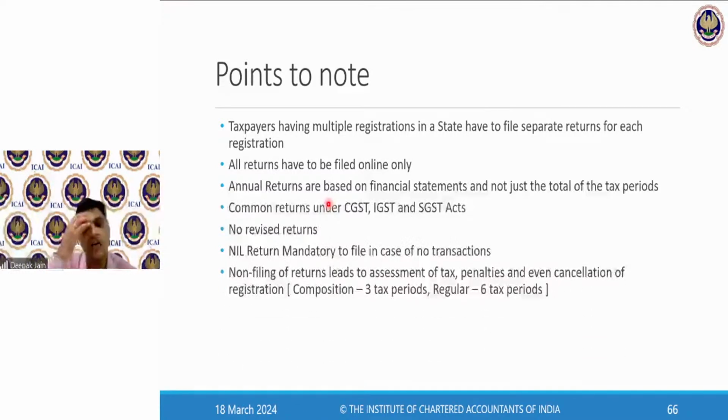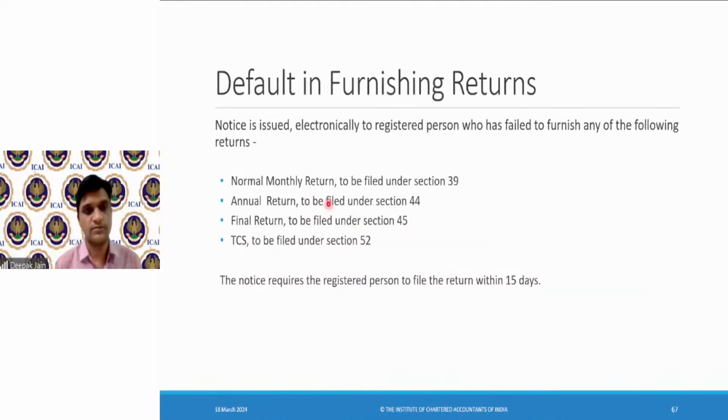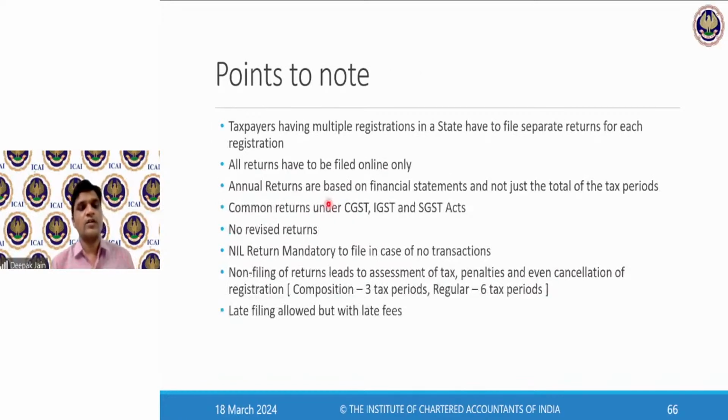This we understood. Non-filing of returns has consequences of tax, penalty, and even cancellation. In case of composition, 3 months, and in case of regular taxpayer, 6 months. If you don't file, you're liable for cancellation. Then late filing is allowed, but with late fees. If you file late, yes, you can file it, but with late fees and interest. These are the important points to note in case of return filing, which are not there in your material. From practical experience, I've highlighted this.